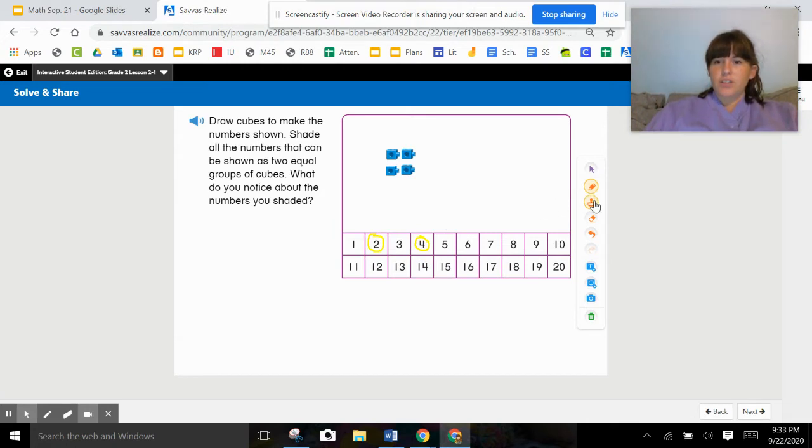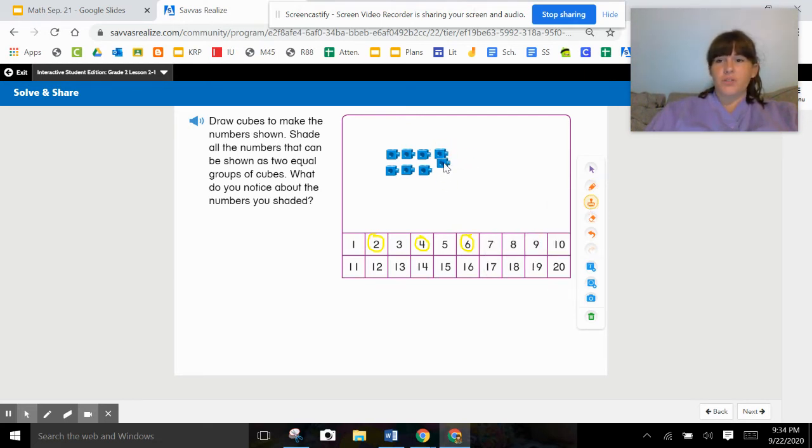And then what you're going to start to notice is that all the numbers switch back and forth. So now we've got 5. 1, 2, 3, 4, 5. Is this group up here equal to this group down here? No, this one has 1, 2, 3, and this one has 2. So I don't shade 5. Let's do 6. Is the top group the same as the bottom group? Yes. Good job.